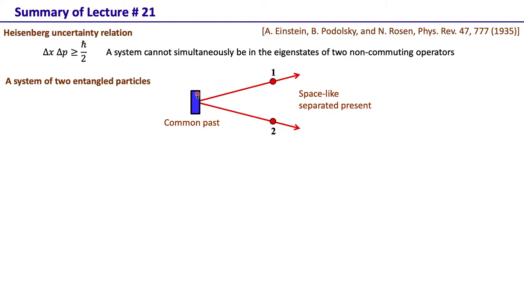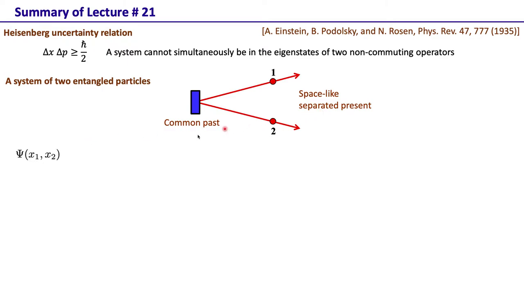So here we have a system where we had two particles that had a common past. That means these two particles interacted in the past, and after that they got separated. Once they got separated, there is no interaction between them. They are not interacting with each other. And in fact, they could even be space-like separated in the present.